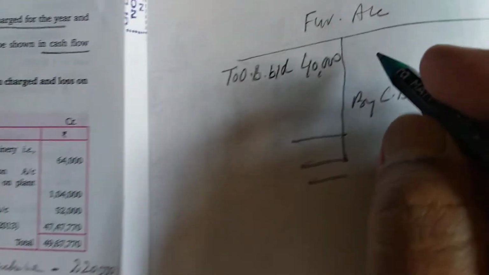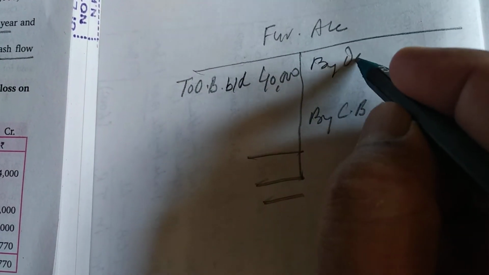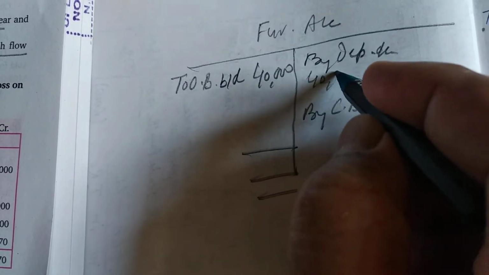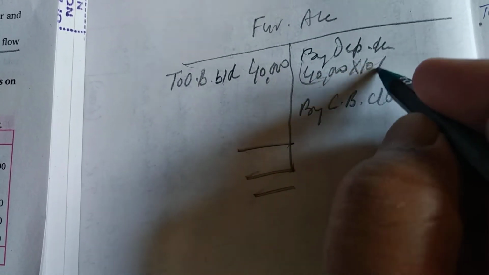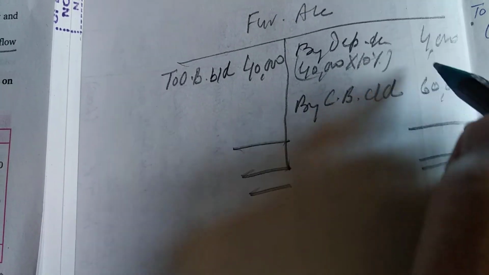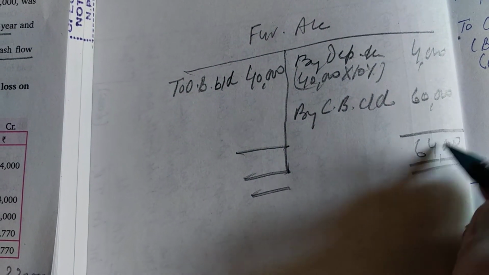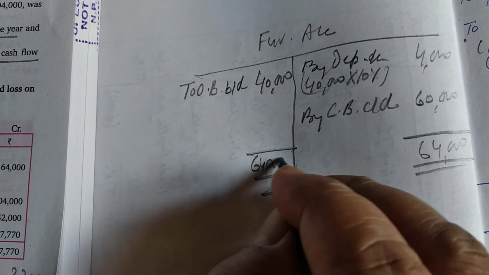So we calculate depreciation on the opening value. So we write here by depreciation account. Opening value is 40,000. It's 10% per annum, he asked. So this will be 4,000. There is no sale given, nothing is given. So we calculate the total. That is 64,000.